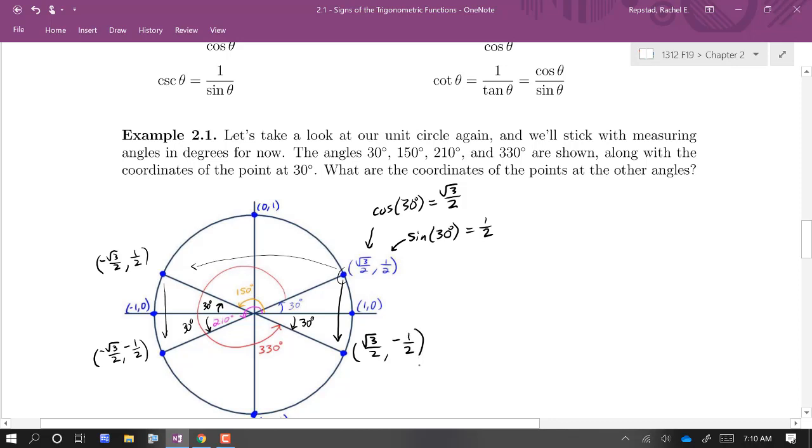So we had to do no calculating there, right? We were able to just observe based on the known values of 30 degrees and use the symmetry of the circle to help us get those other values.